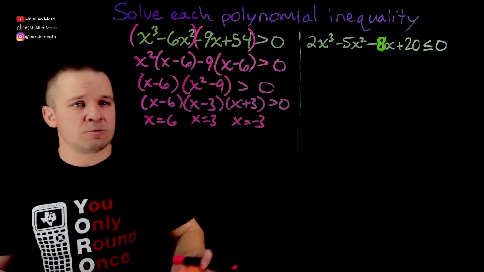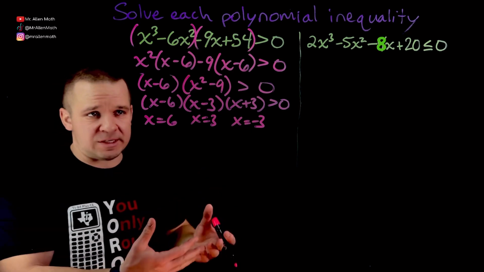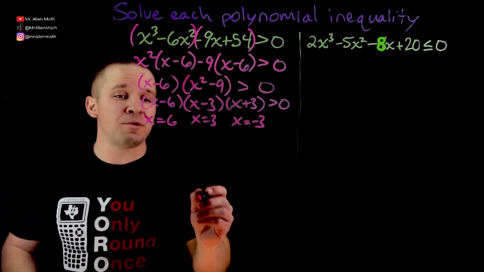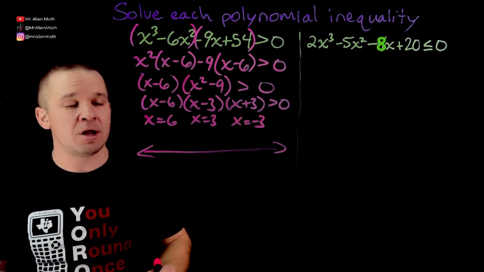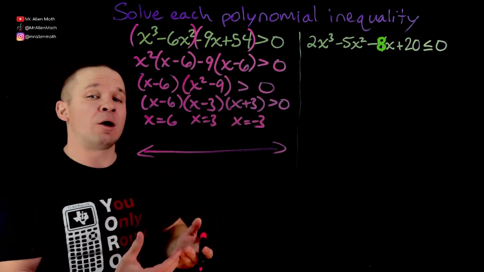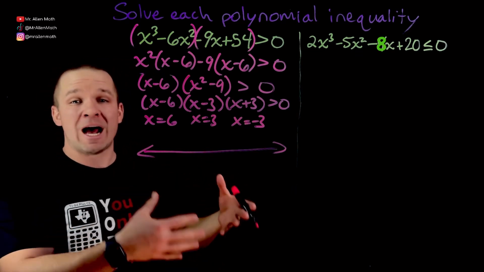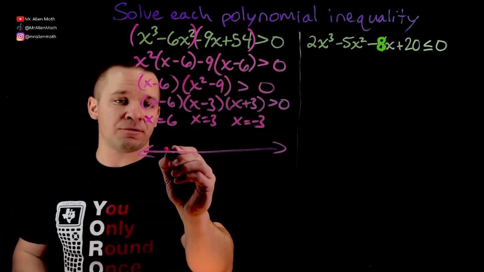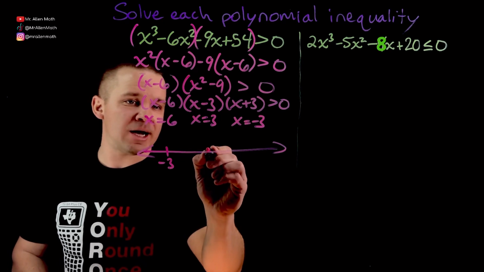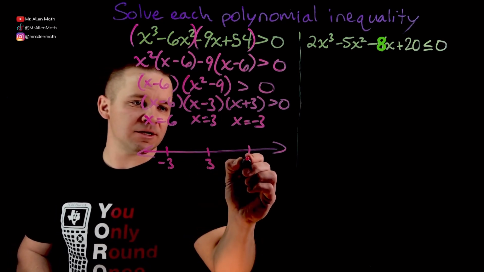So what do I do with these? Well, we could graph this thing and take a look at the graph. We could also do a number line, okay, and do some test values, which is what I'm going to do on this one because it's more applicable later on when you also do this with rational inequalities, all right? So I'm going to put down my key values here. I got negative 3, I got positive 3, and I've got positive 6.